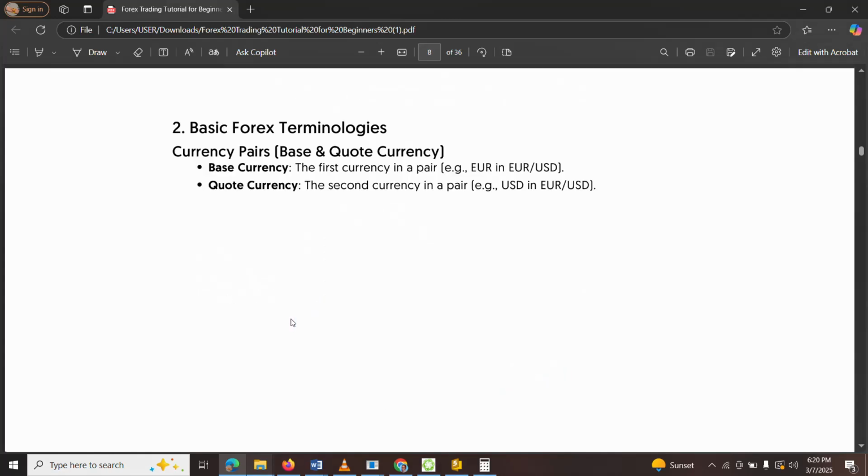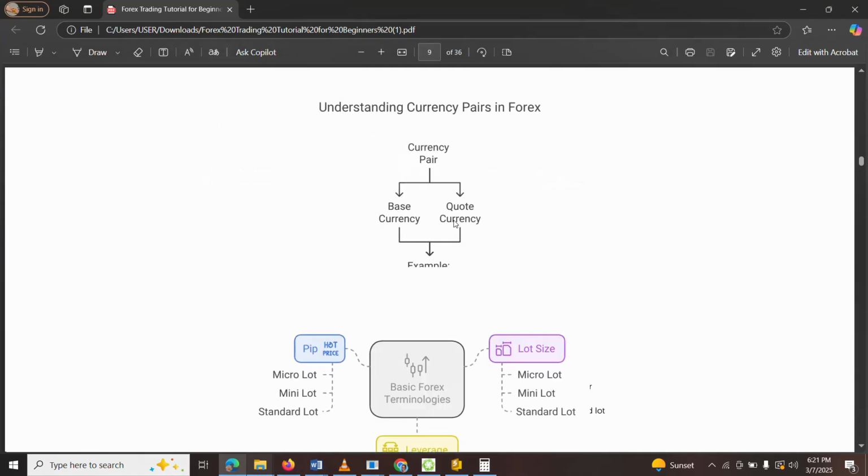Then we have basic forex terminologies. What are the terms that are commonly used in forex? We have currency pairs, or what we call base and quote currency. The base currency is the first currency in a pair, for example, the euro in the euro US dollar pair. And then we have the quote currency, the second currency in a pair, for example, as demonstrated here, the USD in the euro US dollar pair.